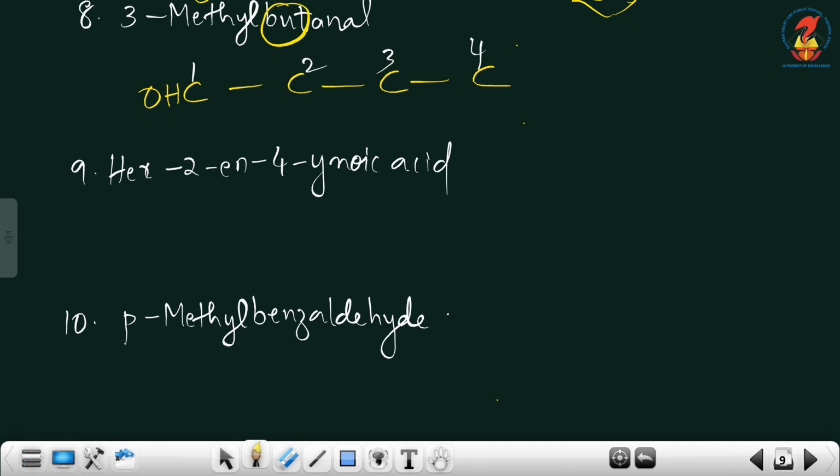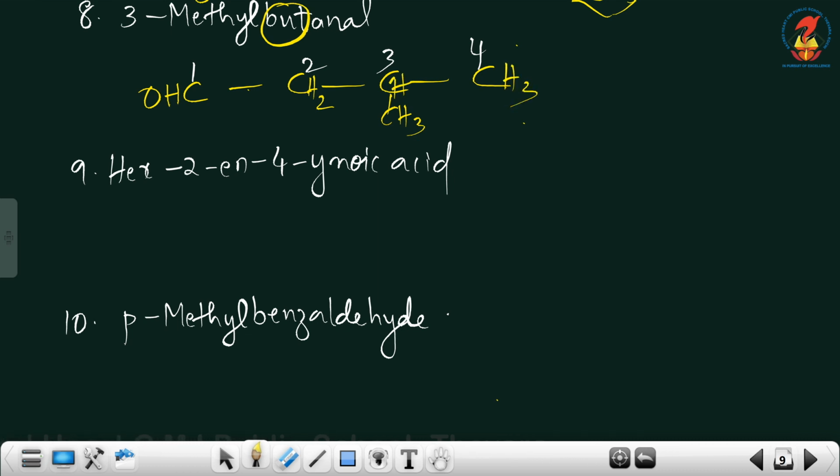Now write the prefixes. 3-methyl means on the third carbon there is a methyl group. Nothing else to write. So here CHO means in that carbon already 4 valencies are satisfied. So second carbon has 1, 2 remaining 2. So here 1, 2, 3 remaining 1.